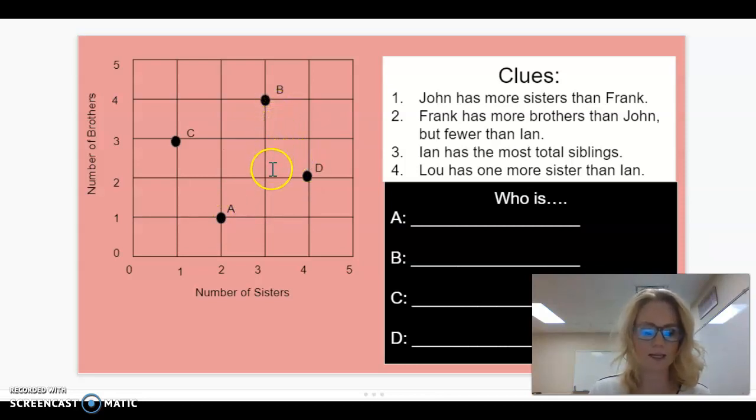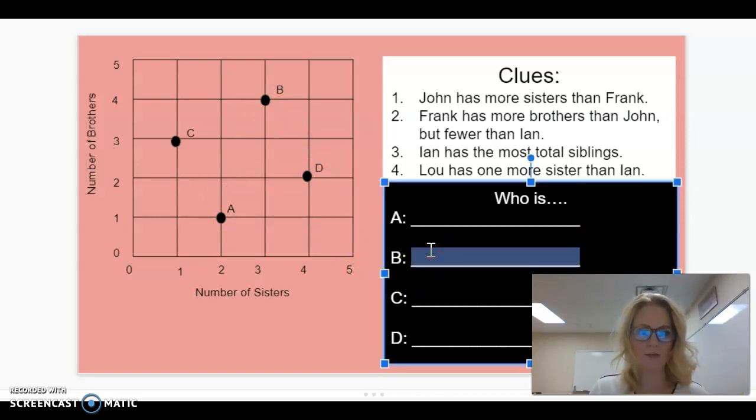Clue 3 tells us Ian has the most total siblings. So, if we add up the number of brothers and sisters for each point, which one has the greatest total? That must be B, 4 sisters and 3 brothers. 7 siblings total, which is more than anyone else. So Ian must be point B. I'm going to write that right here.